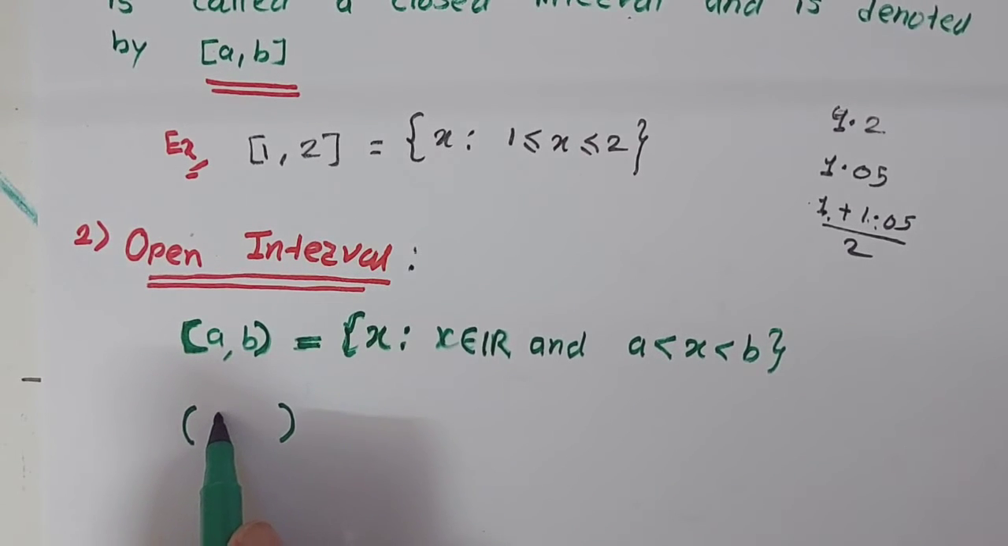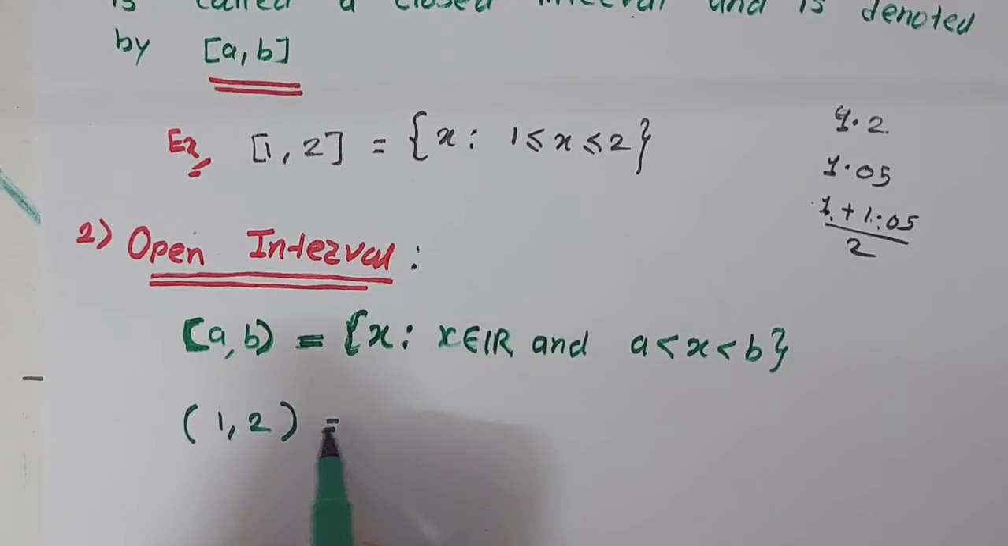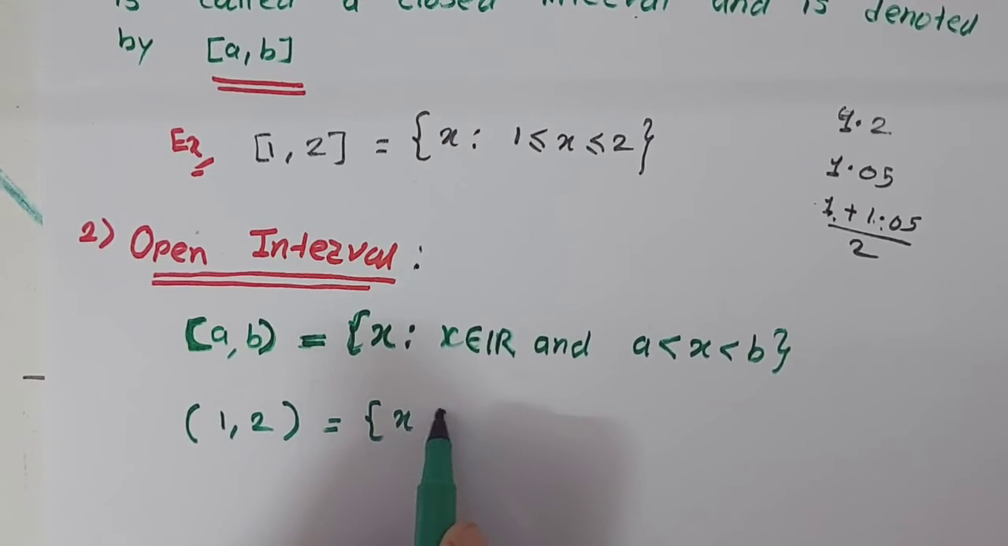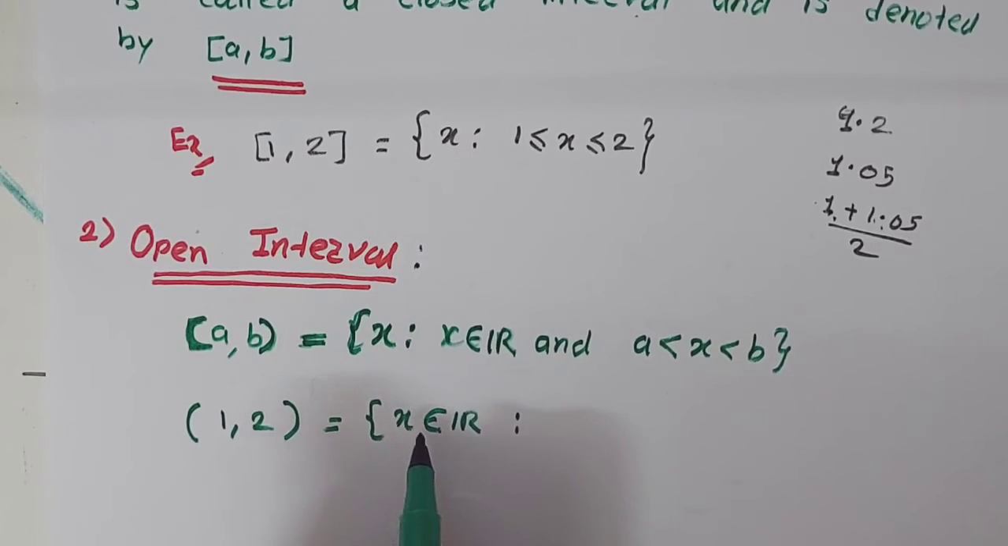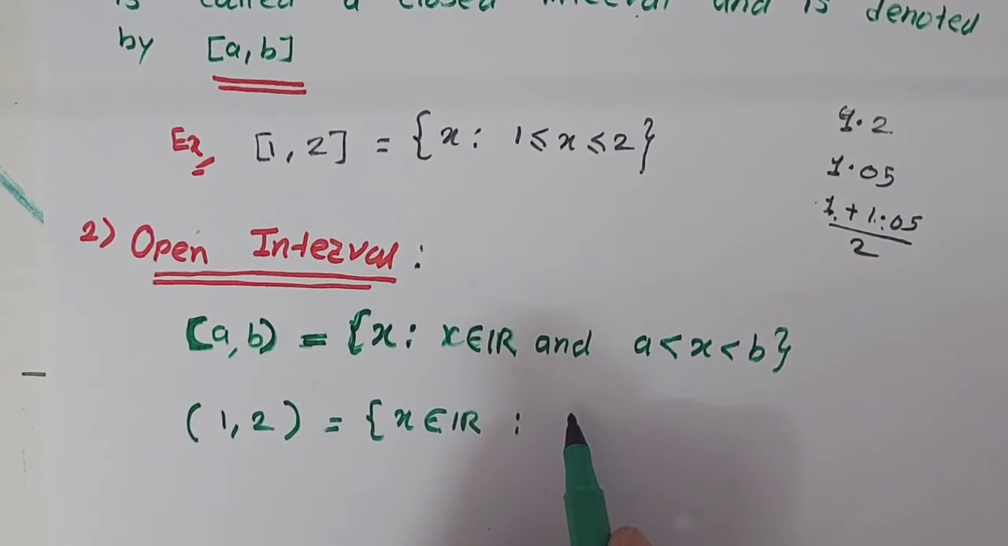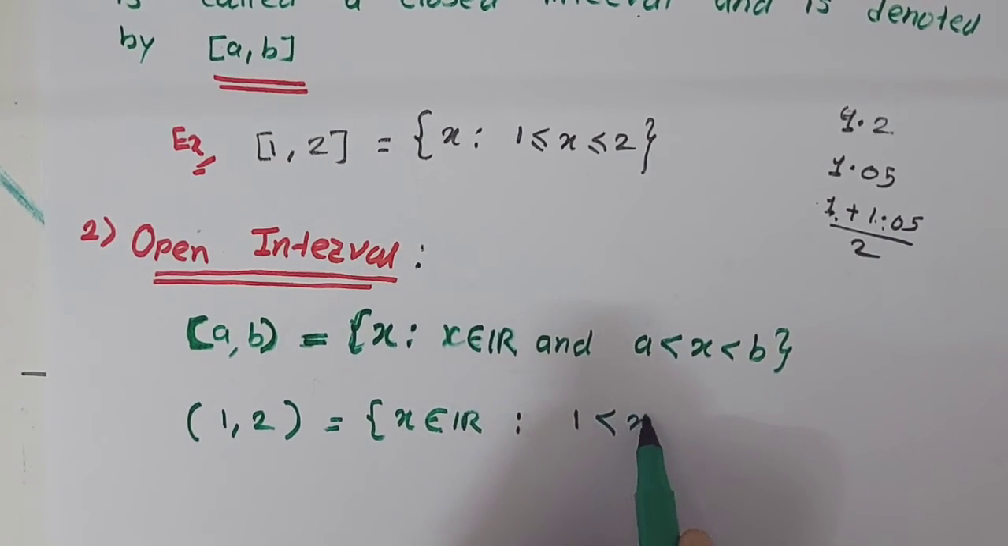So in the open bracket, suppose we write 1 comma 2, then what will it mean? It is the collection of x which belongs to the set of real numbers. So from the set of real numbers we are collecting the real numbers such that 1 is strictly less than x less than 2.